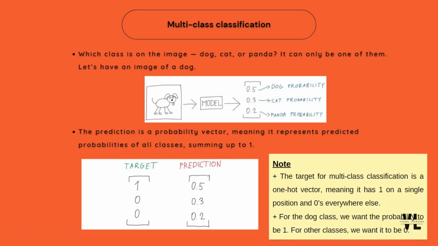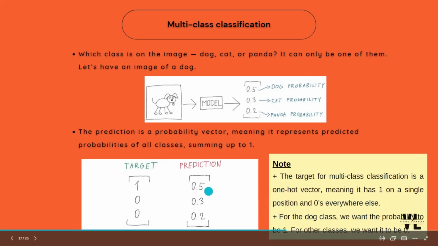The target for multi-class classification is a single one-hot vector, meaning it has one on a single position and zeros elsewhere. For the dog class, we want the probability to be one, and for the other classes we want it to be zero. So the prediction from our model can be improved as we use multiple iterations and train the model. For this particular output it's going to be 0.5, but when we improve the model it's going to be closer to one, and the other ones are going to be closer to zero.